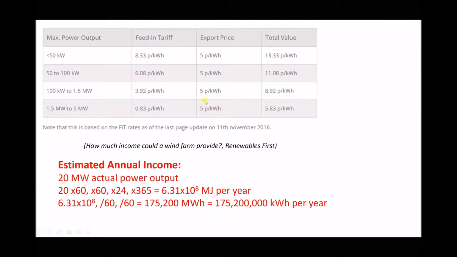However, as mentioned, I'm going to use 6 pence because this value here is a little bit outdated. So using 6 pence, 175,200,000 times 6p gives me 10.5 million. And that's 10.5 million pounds per year. And we'll see how that impacts later on. But please remember, I've used the export price or the export income as a measure, but in actual fact, the income per kilowatt hour would be higher than the 6 pence that I've used here. And we'll explore the reasons behind that later on.